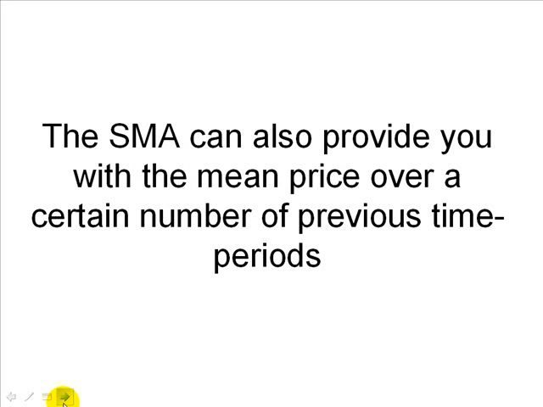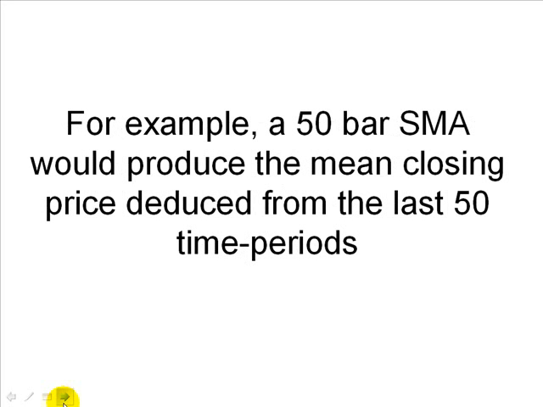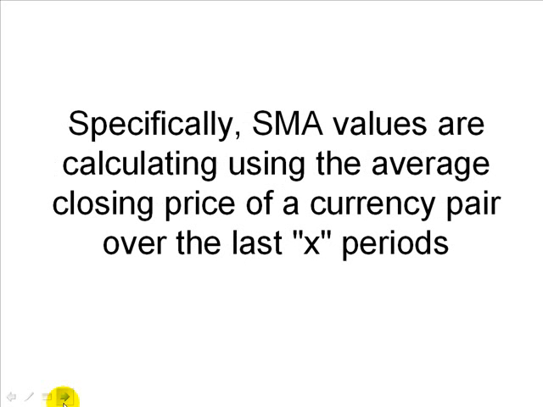The SMA can also provide you with the mean price over a certain number of previous time periods. For example, a 50-bar SMA would produce the mean closing price deduced from the last 50 time periods. Specifically, SMA values are calculated using the average closing price of a currency pair over the last X periods.